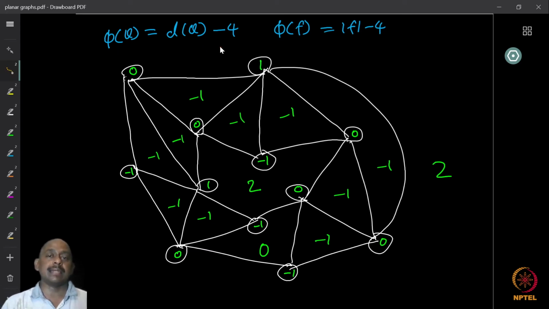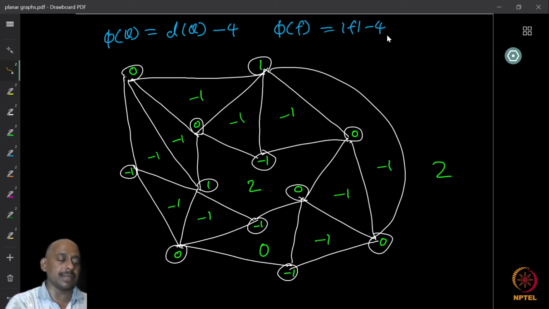Every vertex gets a charge, its degree minus 4. And every face gets a charge, the length of the face minus 4. Now, once this charging is applied, what happens to the graph? Well, you can see what the charges are after the charging phase.